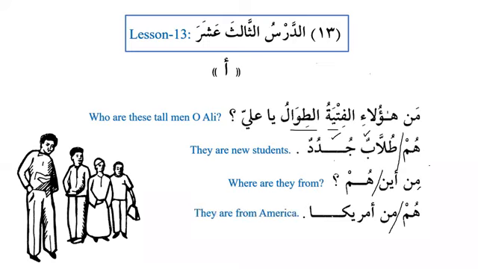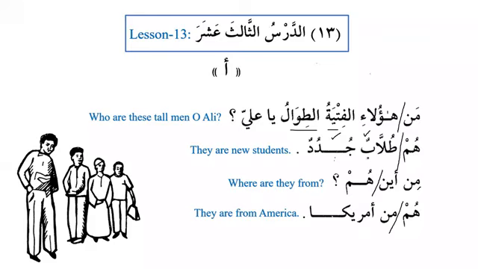So now we can see that we have the use of ha'ula'i, and we know that ha'ula'i is used as ishara, and al-fityatu at-tiwalu will be musharun ilayhi. You remember these things, right? So this is a demonstrative phrase. So ha'ula'i al-fityatu at-tiwalu, and then we have hum tullabun jududun.